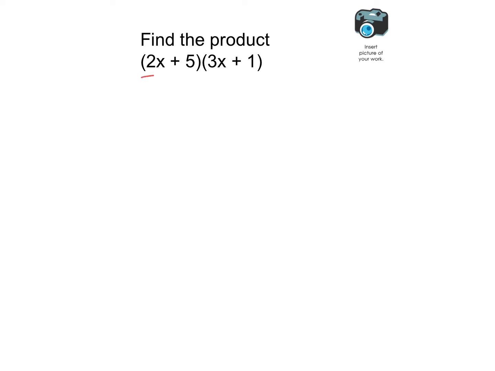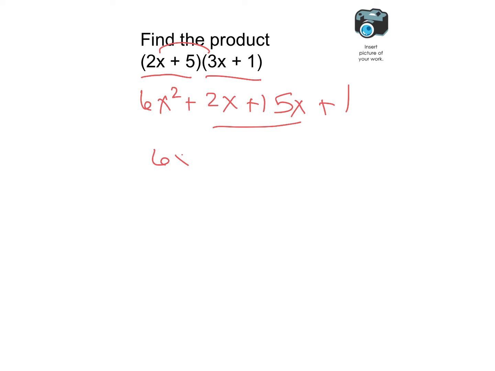You guys know when you have a binomial times a binomial, you can either use FOIL or you can use the box method to figure out the answer to this. I like FOIL. 6x squared plus 2x plus 15x plus 1. I have like terms, so I'm going to add those. 6x squared plus 17x plus 1. So this is your trinomial, and this is what it looks like factored.